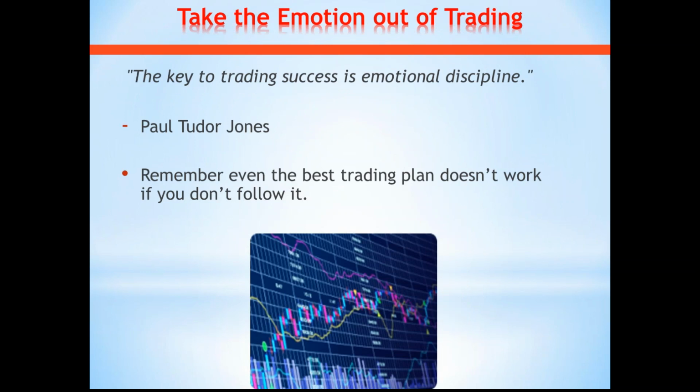Paul Tudor Jones once said that the key to trading success is emotional discipline. If you don't know who Paul Tudor Jones is, go ahead and look him up. He's one of the best traders in the entire world, multi-billionaire, incredibly successful hedge fund guy. But is it just that he has his emotions more in check than anyone else on Wall Street? Do you guys think that's why he's so successful? Or does he have some other advantages behind him?